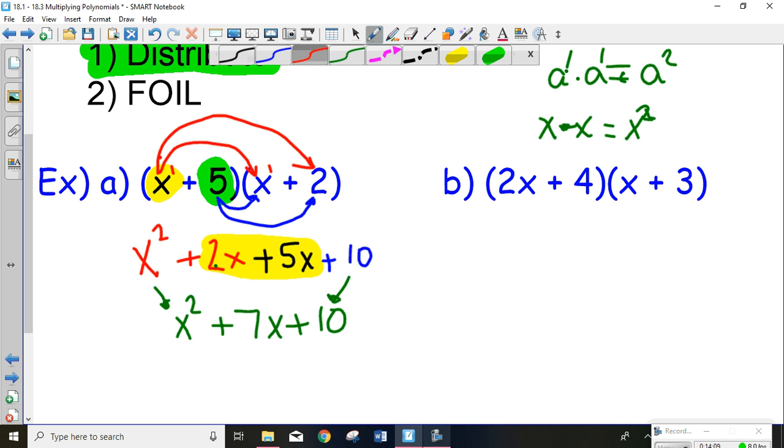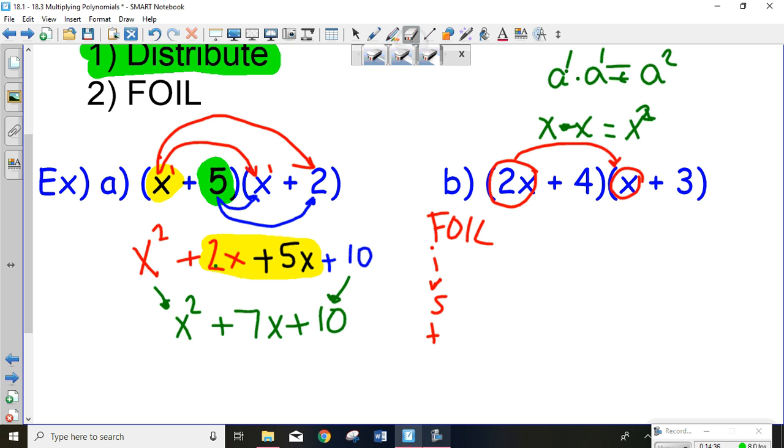So let's look at this next example. And I'm going to show you something that we call FOIL. Okay, FOIL, the first letter in there stands for first. I'm looking at the first two things in each of the sets of parentheses. So for the F, okay, here's my first and here's my first. So here's where I'm going to do my F.